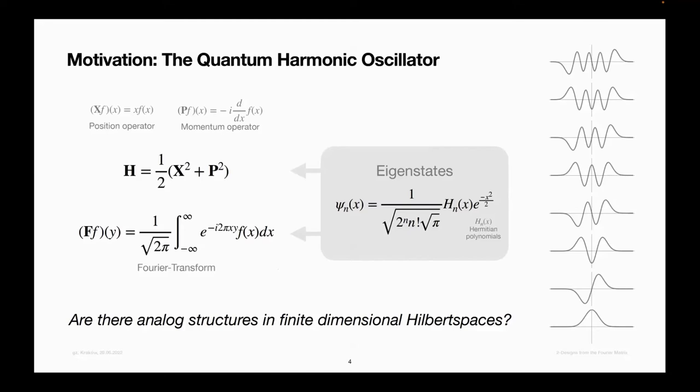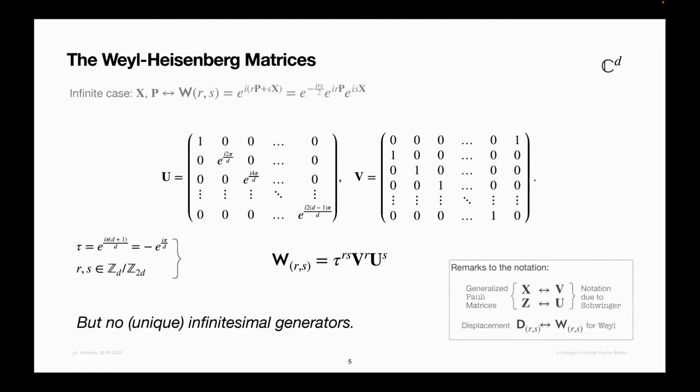Before we go on, what elements do we have? The one element we have in the finite case is the Weyl-Heisenberg matrices. You can define the Weyl-Heisenberg matrices in the infinite case also, where you use the position and momentum operators as generators for a unitary group, a two-parameter group, and basically the same two-parameter unitary group exists in finite dimension also.